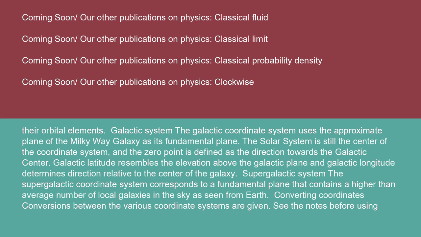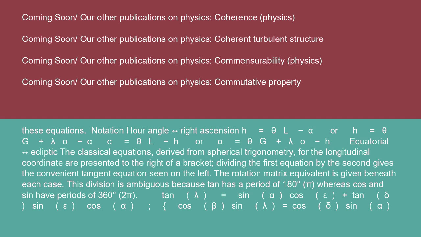Converting coordinates: conversions between the various coordinate systems are given. See the notes before using these equations. Notation: hour angle, right ascension: h equals theta_L minus alpha, or h equals theta_G plus lambda_o minus alpha, equals theta_L minus h, or alpha equals theta_G plus lambda_o minus h. Equatorial to ecliptic: the classical equations derived from spherical trigonometry for the longitudinal coordinate are presented to the right of a bracket. Dividing the first equation by the second gives the convenient tangent equation seen on the left.